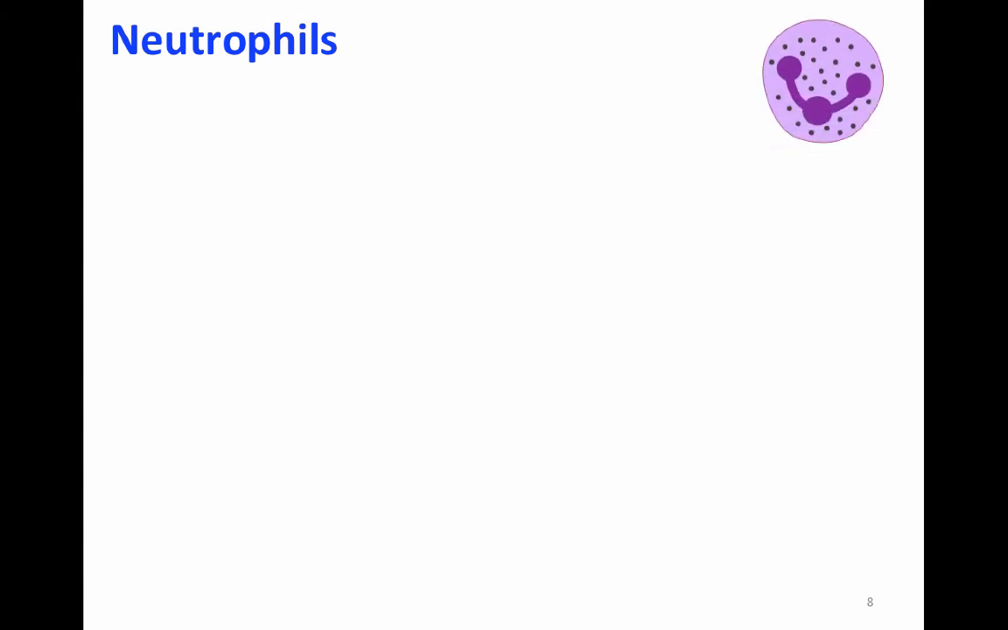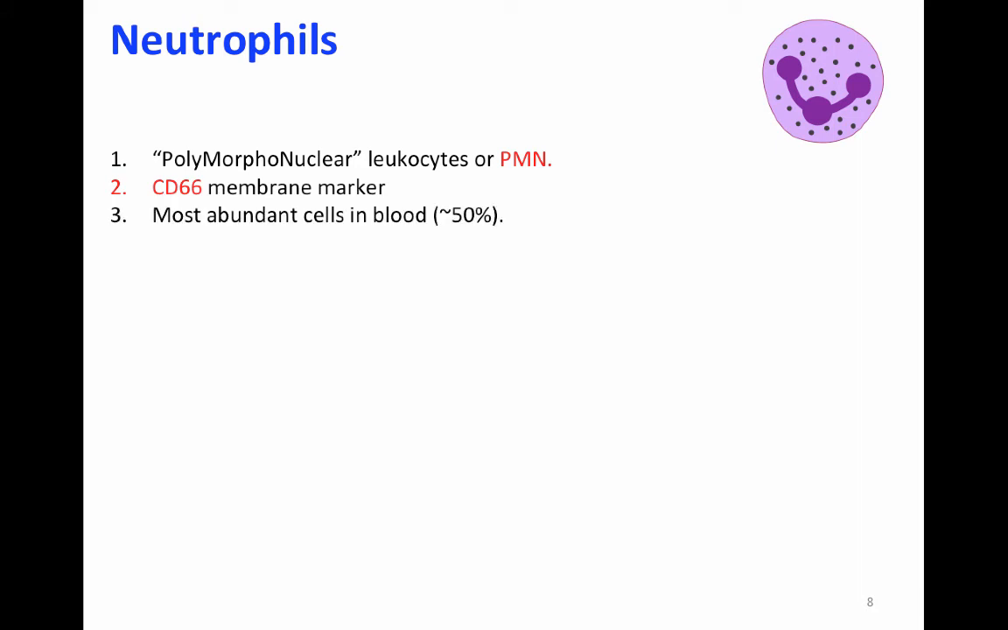Neutrophils are polymorphonuclear leukocytes, or PMNs. Other polymorphonuclear leukocytes include the non-phagocytic eosinophils and basophils, to be discussed in another video. CD66 is the membrane marker for neutrophils. Neutrophils are the most abundant cells in the blood, representing more than 50%. They kill mainly extracellular bacteria.